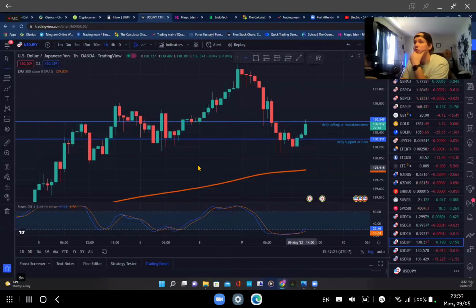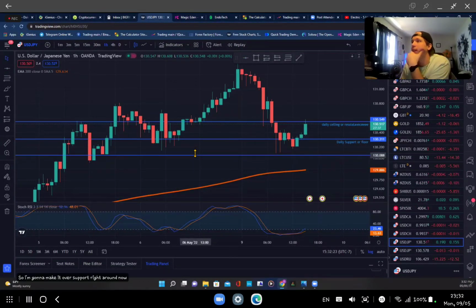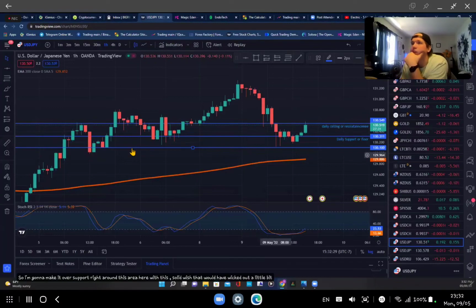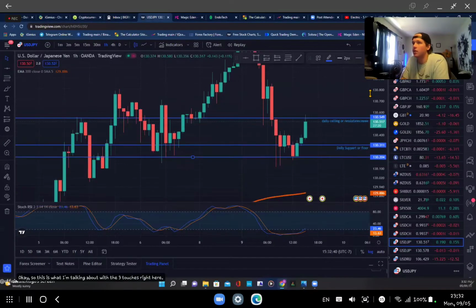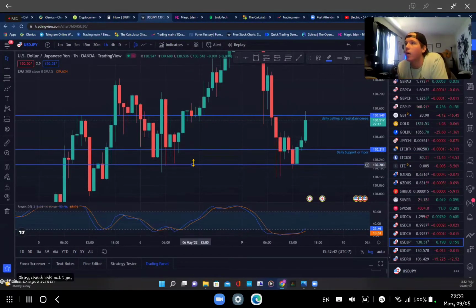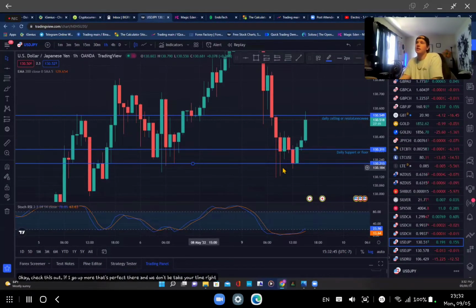So I'm going to mark it for support right around this area here. Oh, that's solid. Wish that would have wicked down a little bit more. But still, you see what I got? I even might move it up a little higher to about here. Okay, so this is what I'm talking about with the 3 touches right here. Check this out. If I go up more, that's perfect there. And don't rush, right? This is how you're going to make money. This is where you're going to make money, right here.